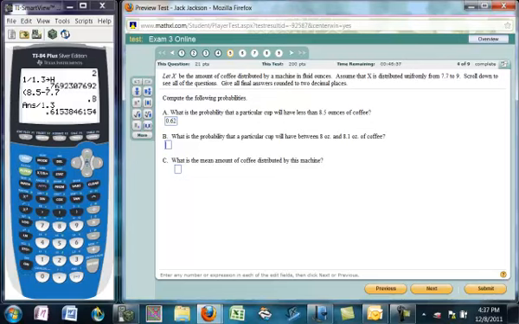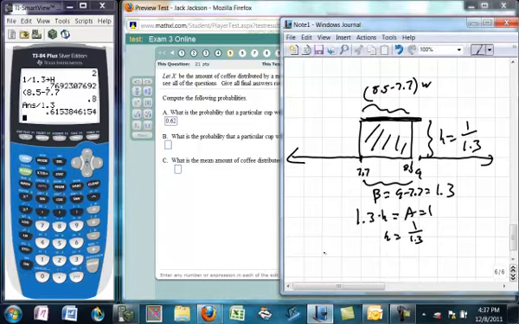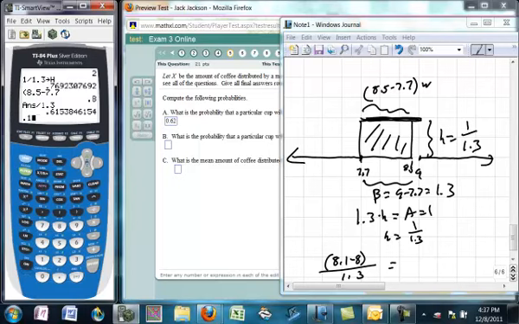Okay, between 8 and 8.1, a very similar type of situation, a little bit different shading here. We're going between 8 and 8.1, so that's 8.1 minus 8, and again we're multiplying by 1 over 1.3. So it's really just 0.1 divided by 1.3, and that's 0.08.